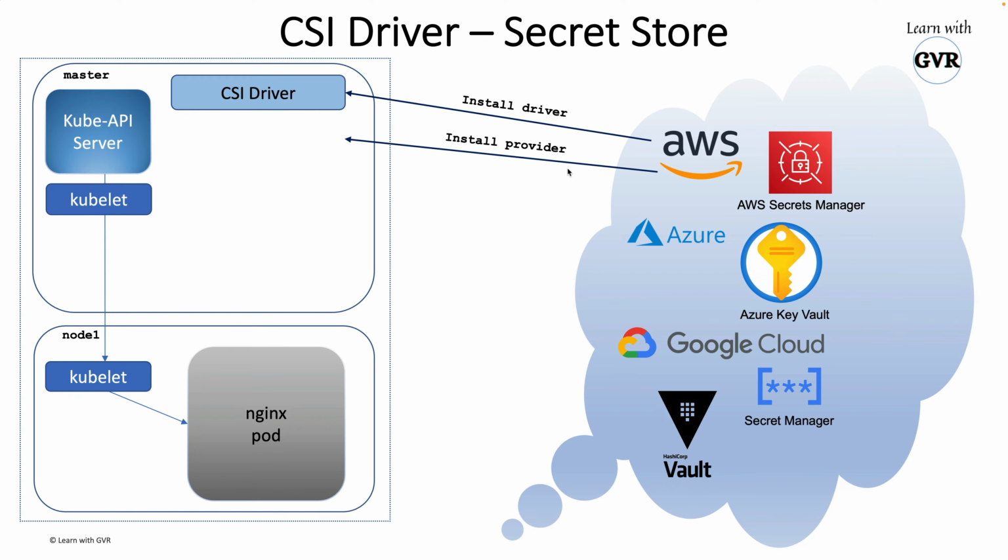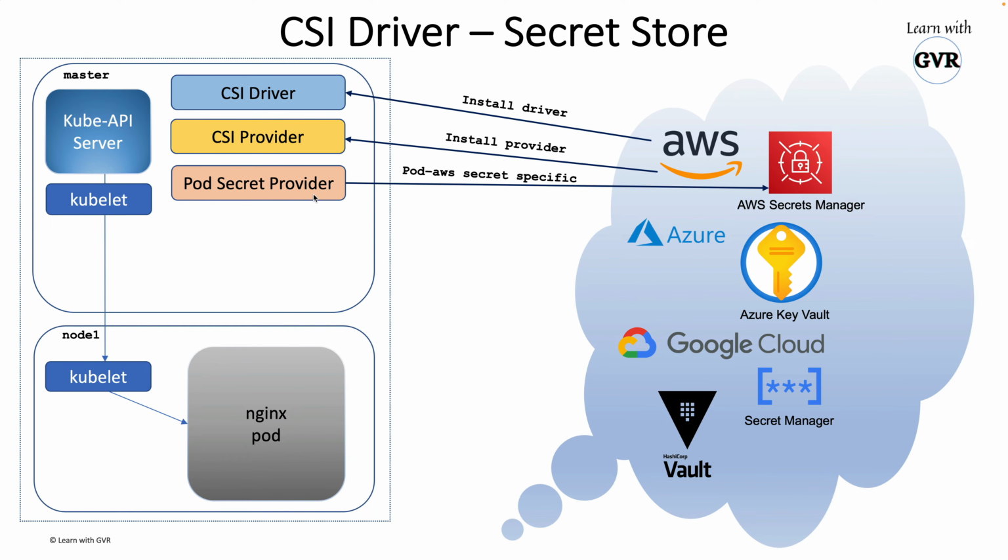Then second, you have to install a provider, whether AWS, Azure, or GCP. This provider will install driver-specific permissions, etc. in Kubernetes, because Kubernetes has to talk to the cloud. The third one is pod specific: you have to create a provider, meaning this pod has to connect to the secret manager ultimately. So you need to create a CRD by following the CSI driver specs.